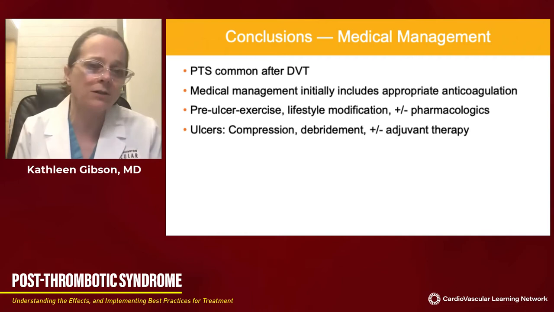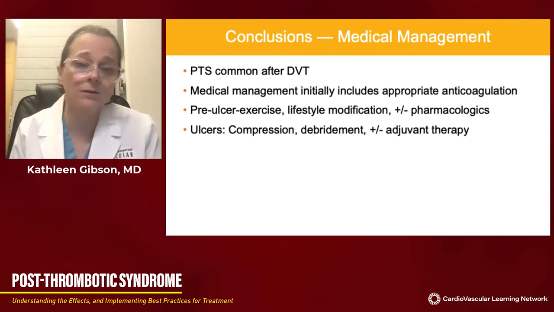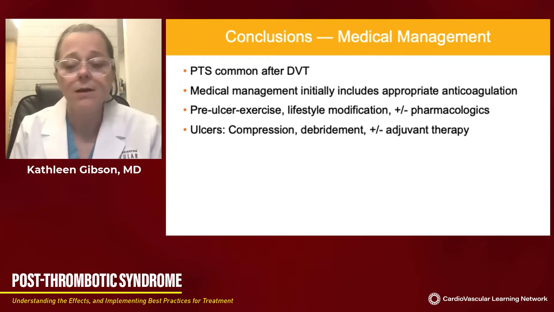When they get to the point that they do have an ulcer, besides the things that we're going to talk about with stenting and superficial vein treatment, it is compression, debridement, controlling bioburden, and considering adjuvant therapy when things stall out. So that is all I have to say about medical management.